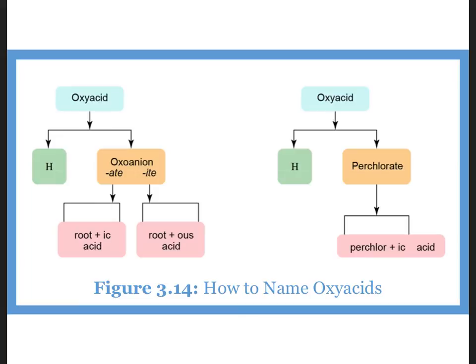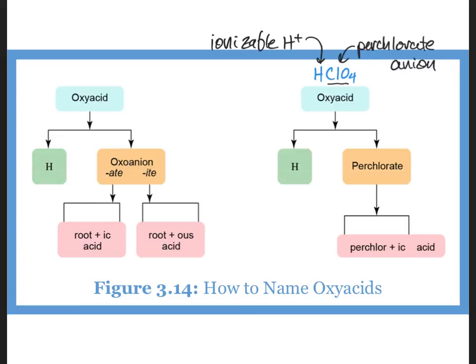Suppose we're working with HClO4. We recognize this as an ionizable proton attached to the perchlorate ion. Perchlorate becomes perchloric, and we tack the word acid on the end.